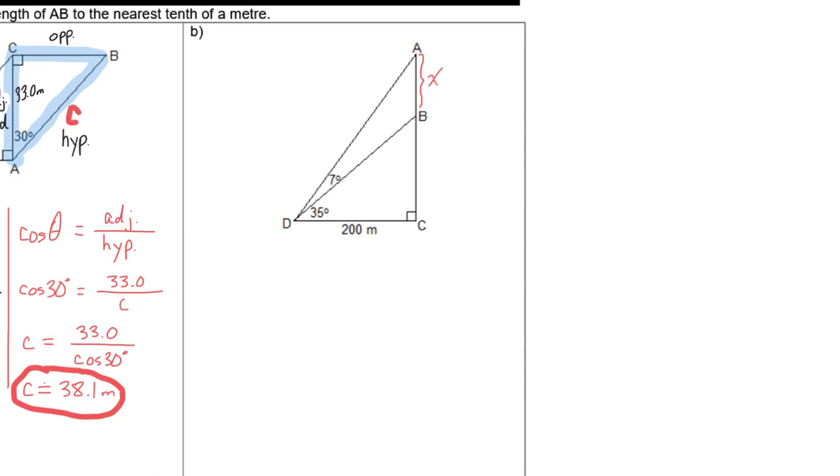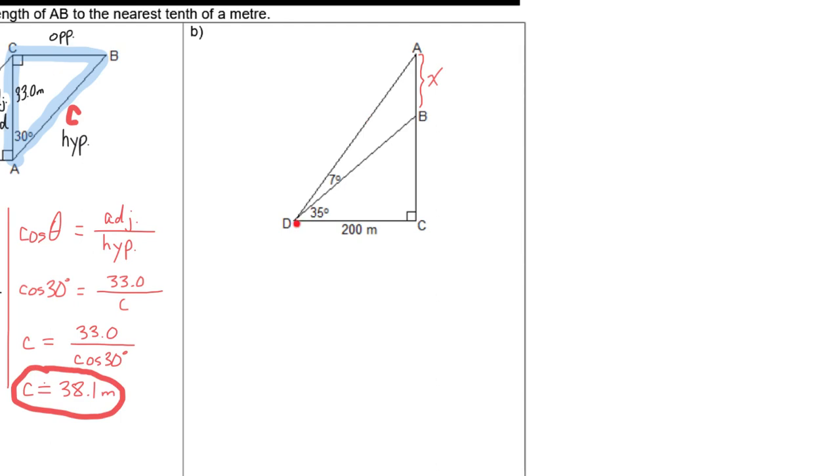Now in this question, it's a little bit different because this skinny triangle here is not a right triangle. So if we found the length of this shared side between the two triangles, it wouldn't help us because we can't use sine, cosine, or tangent in a non-right triangle. So that's not the route we're going to take this time.